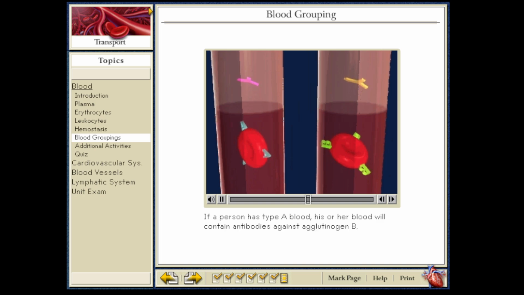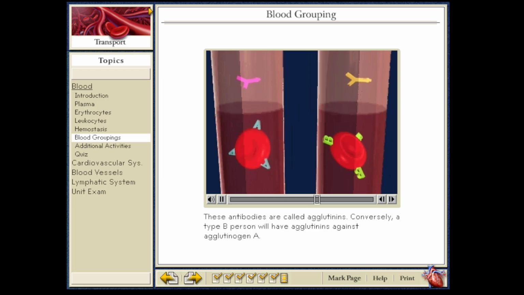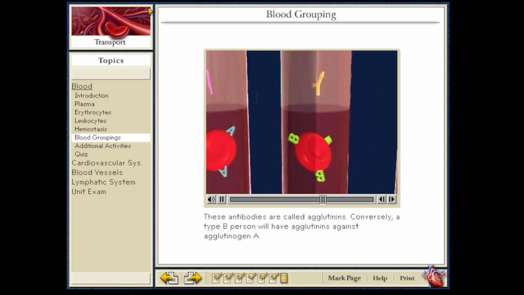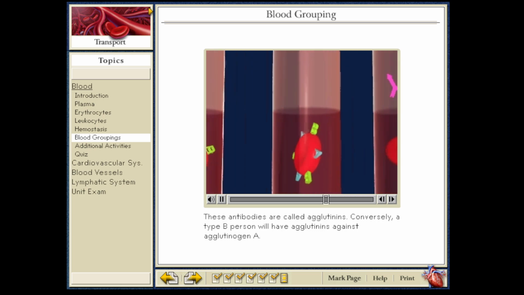If a person has type A blood, his or her blood will contain antibodies against agglutinogen B. These antibodies are called agglutinins. Conversely, a type B person will have agglutinins against agglutinogen A.